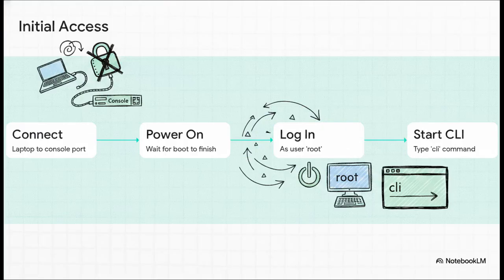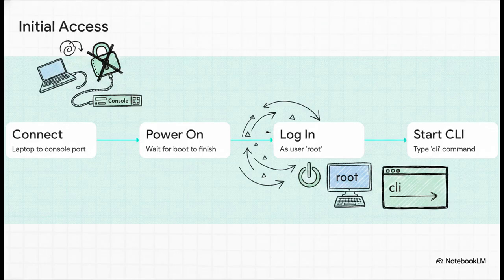So, when you first power on your device, Junos OS automatically boots up. Now, a quick heads up. Remote management access, like Telnet or SSH, is totally disabled by default for security reasons. So you'll need to execute these 4 basic steps to get that initial access.